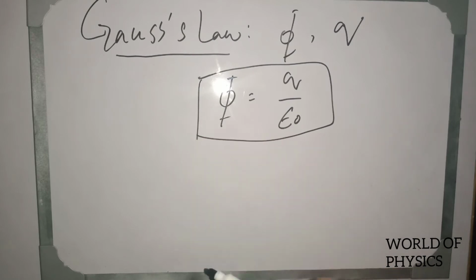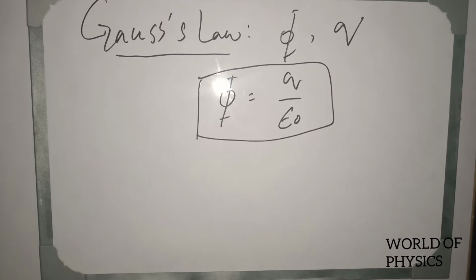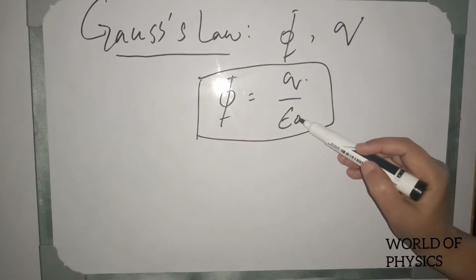First of all, we will define it and then we will explain it. Definition. According to this law, the net electric flux through a closed surface is equal to the total charge q enclosed by the surface divided by the permittivity of free space. So phi is equal to q divided by epsilon naught.